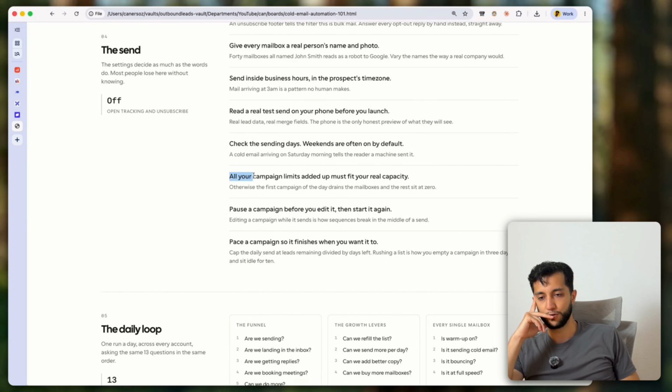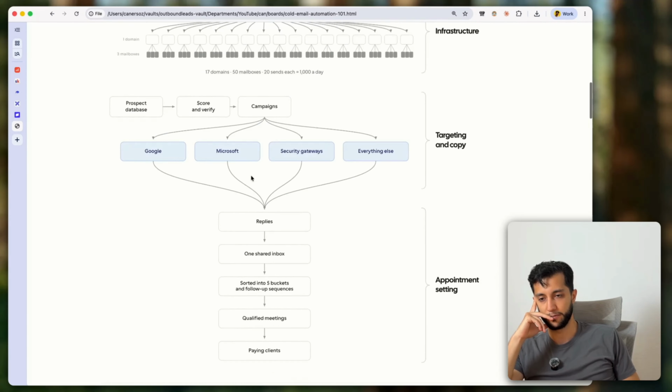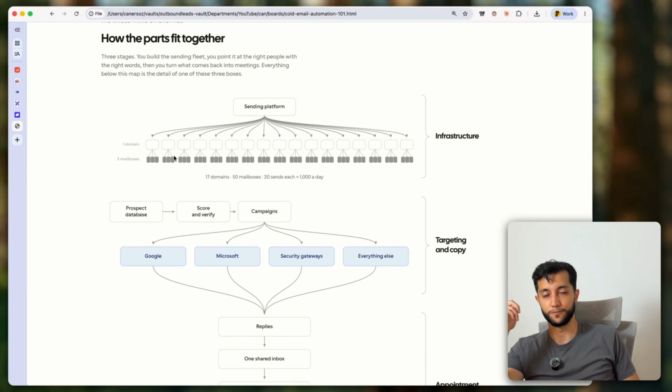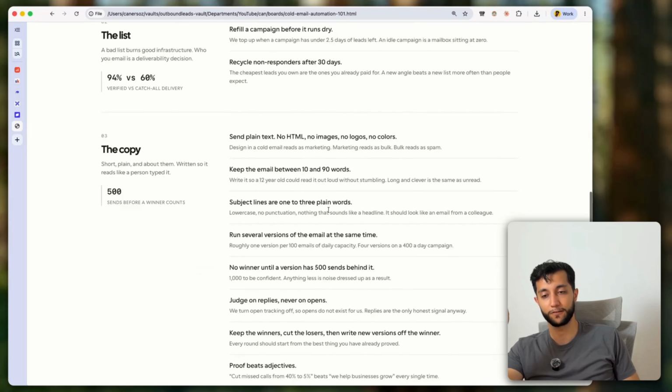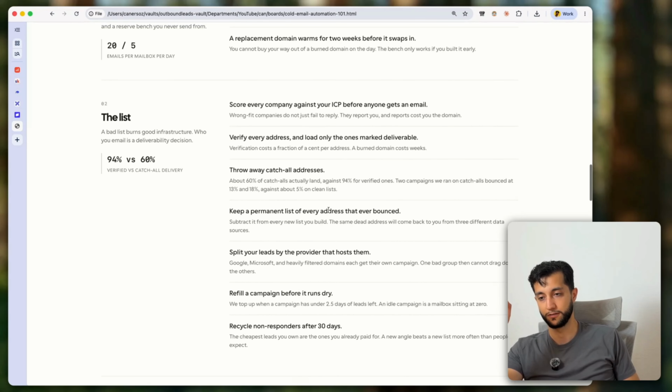And then for your total capacity, right? Let's say you have the setup that we've mentioned above, where you have 50 different email inboxes. You will be able to send out 1,000 emails a day if you have 5 campaigns, obviously, right?